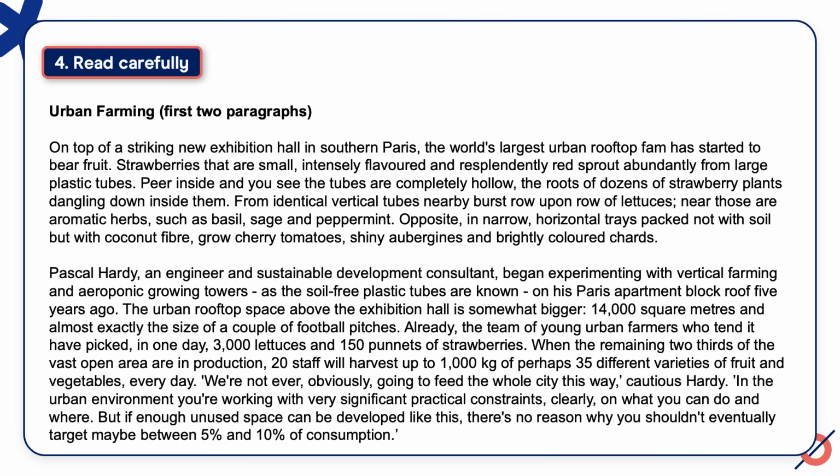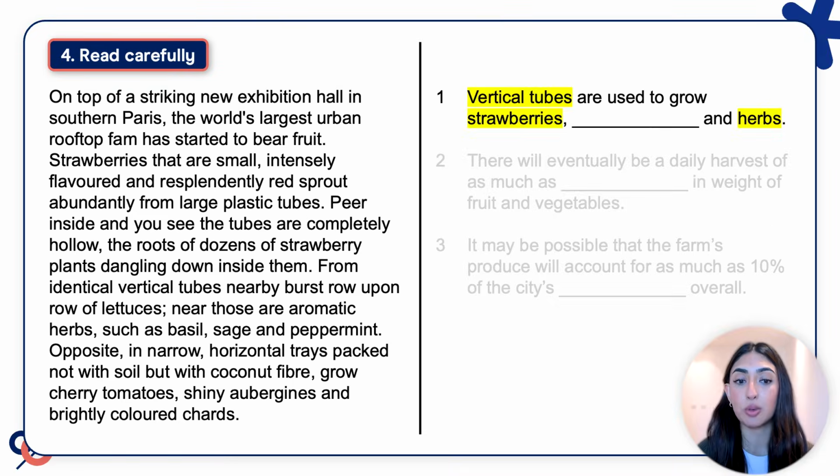Now we're ready to tackle step 4 of our method. Slow down and read carefully. It's important to note that answers will come in the order of how they appear in the text. Let's focus on the first paragraph to figure out the first sentence answer. Read this paragraph carefully to locate those keywords from sentence 1.